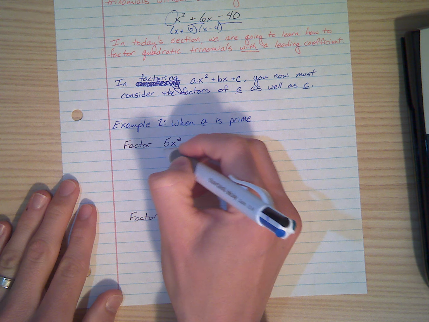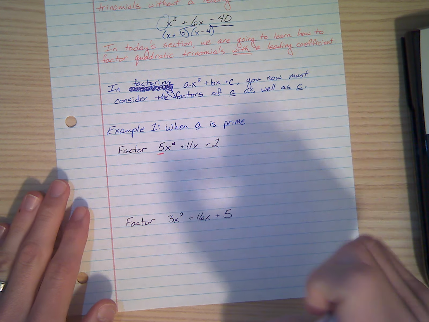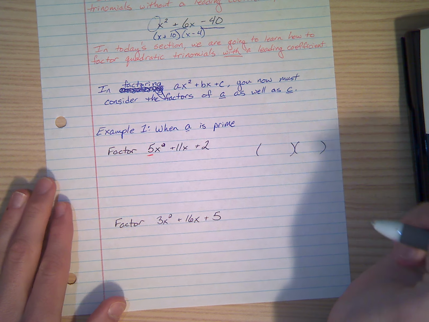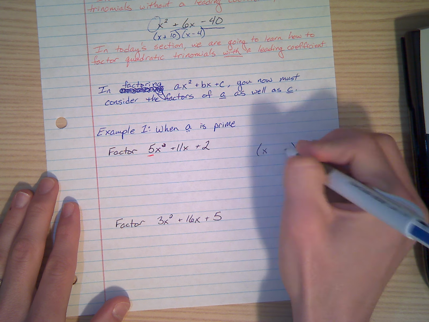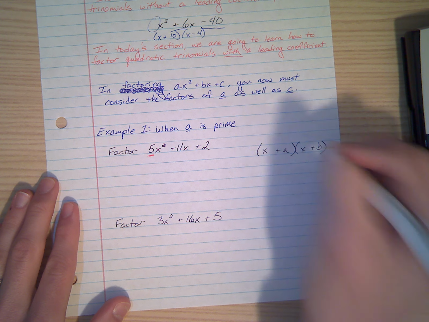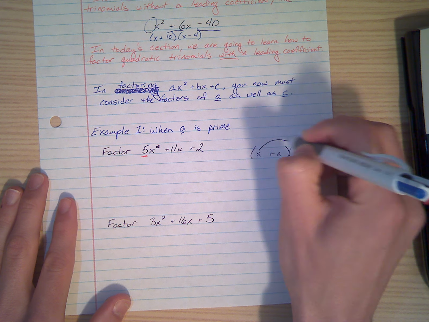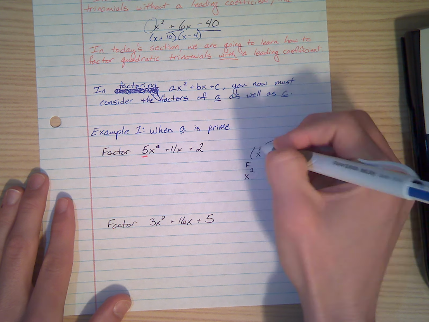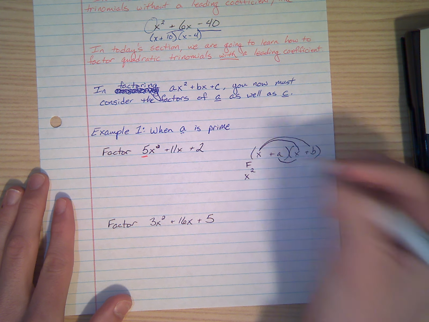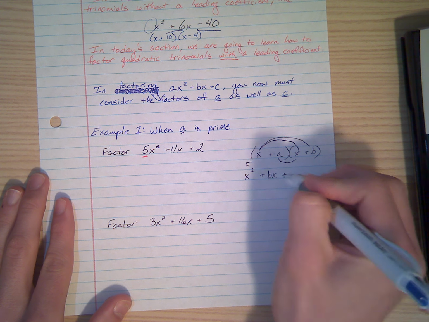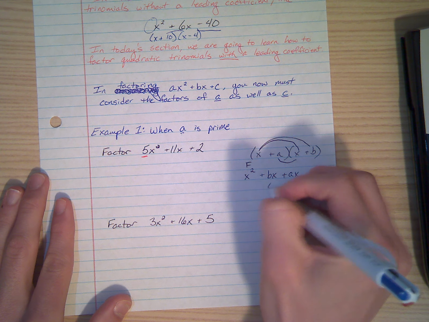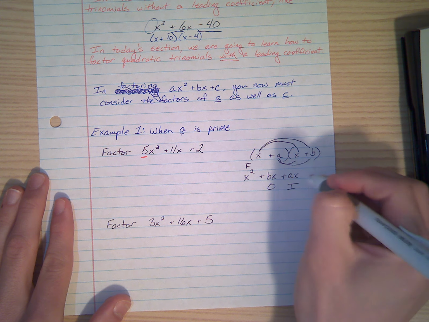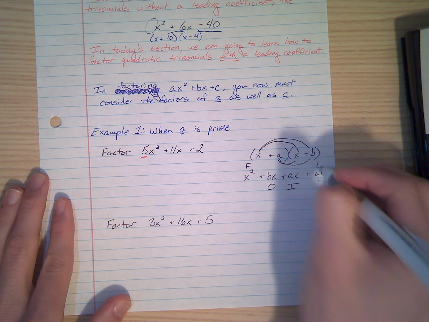All right. We know that from the FOIL method, anytime you have a binomial times another binomial, let's say x plus a and x plus b, your first times its first gets you that x squared. That's your F. Then you have your outside and your inside, and those make up the O and the I step. And then you have your last term, which in this case would just be ab.